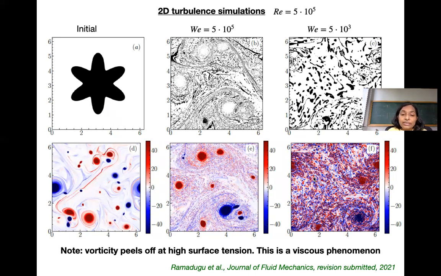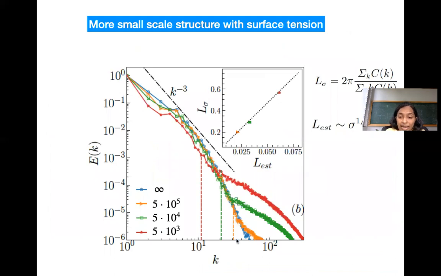So the two-dimensional turbulence picture has changed, and as you increase surface tension, you'll see that there is more and more and more energy in the small scale. So this is the standard energy spectrum in turbulence.